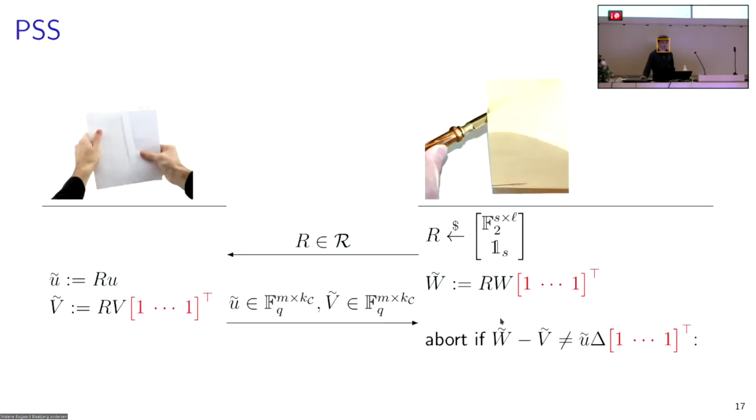So how does PSS differ from OOS? They're very similar, except PSS tries to compress its consistency check. The way they compress it does not make sense in terms of finite fields.